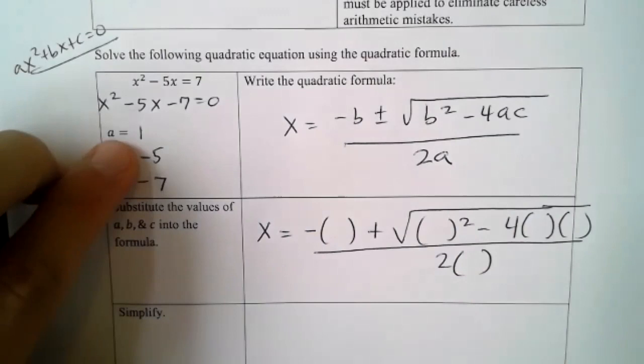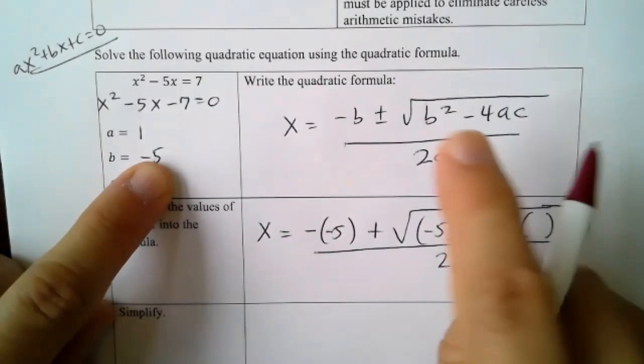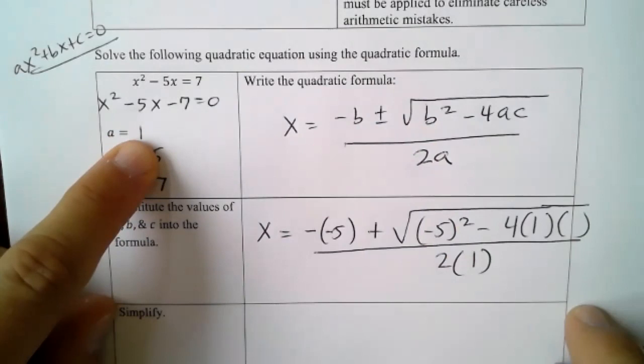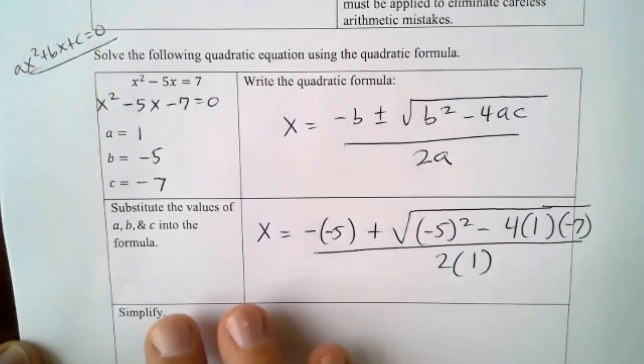Parentheses, parentheses, parentheses for every single letter. All right, so we're going to put the b term here, negative 5, negative 5. That happens twice. We're going to put the a term, it happens twice, 1, 1. You see that? 1, 1. And then the c term equals negative 7. And so now we're going to simplify this mess right here, and we've got 1 minute to do it.